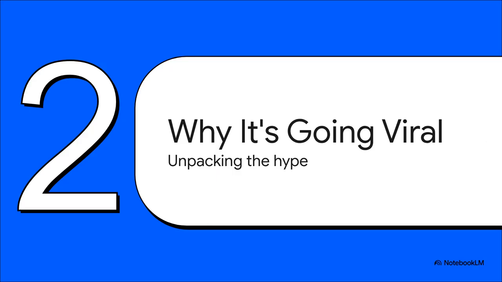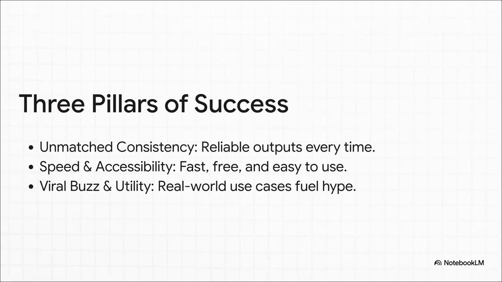And that one word, consistency, is why this thing has gone absolutely viral. Seriously, this isn't just a flash in the pan. There's a really solid reason why creators are flocking to it. It really boils down to 3 things, kind of a perfect storm. First, you've got that unmatched consistency we just mentioned. Then it's incredibly fast, and get this, it's accessible. And finally, people are seeing how incredibly useful it is in real-world projects, which is creating all this viral buzz.